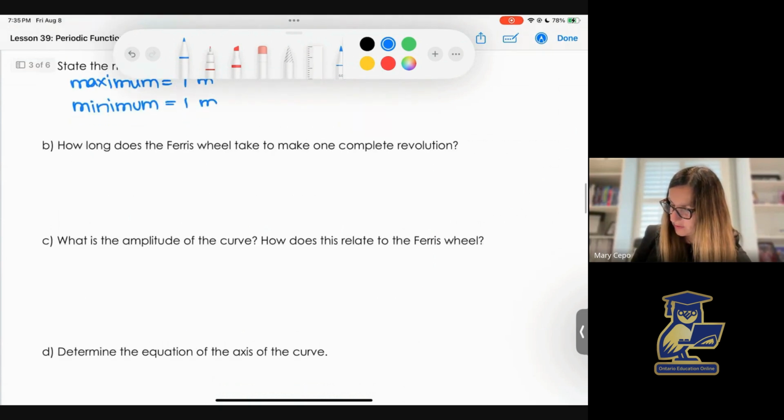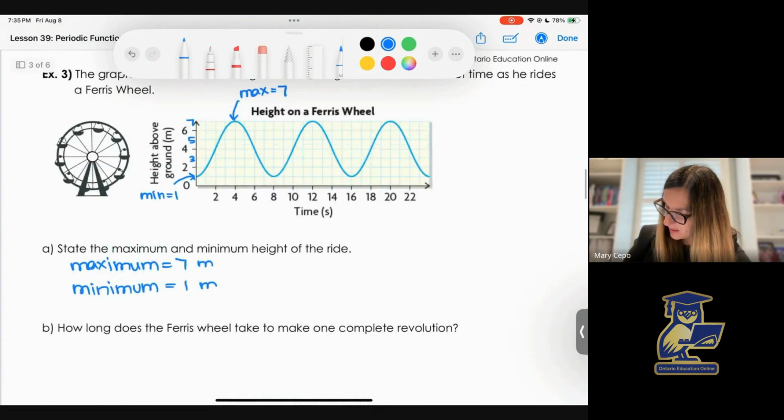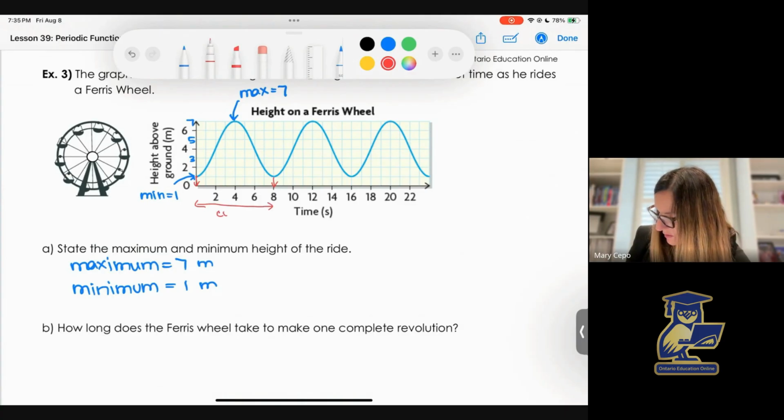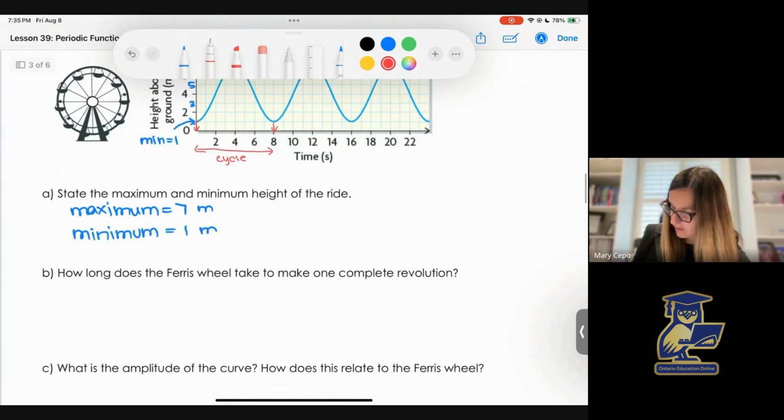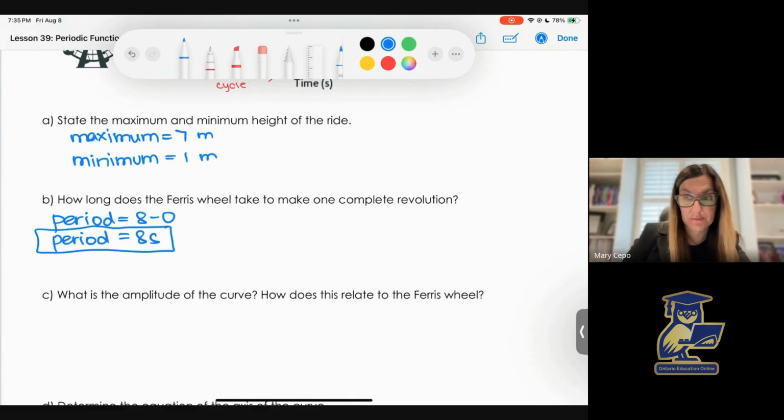How long does the Ferris wheel take to make one complete revolution? Well, that would be your period. So if we look up at the graph, because it's starting at its minimum, we can take from minimum to minimum. So there we go. One full cycle is one cycle. So when does one full cycle occur? The period would be the difference in those x values. So period is equal to 8 minus 0. And the units are 8 seconds. So that means the ride on the Ferris wheel takes 8 seconds to do one full cycle.